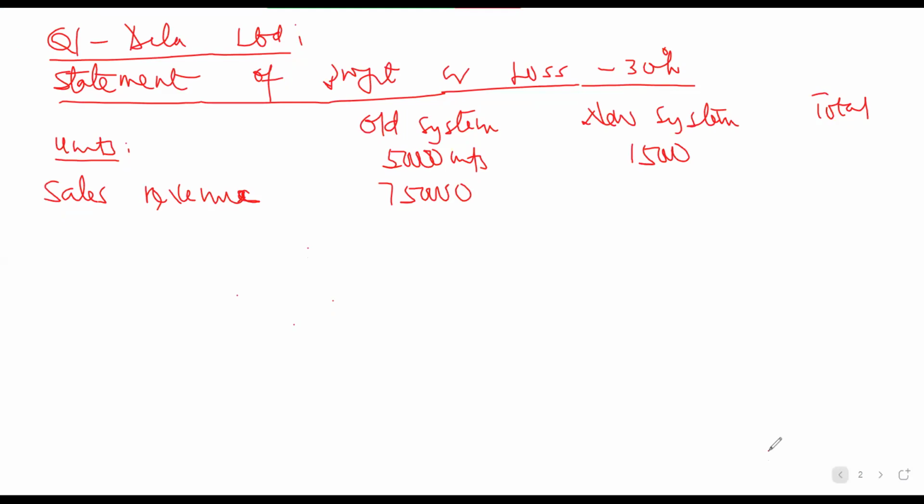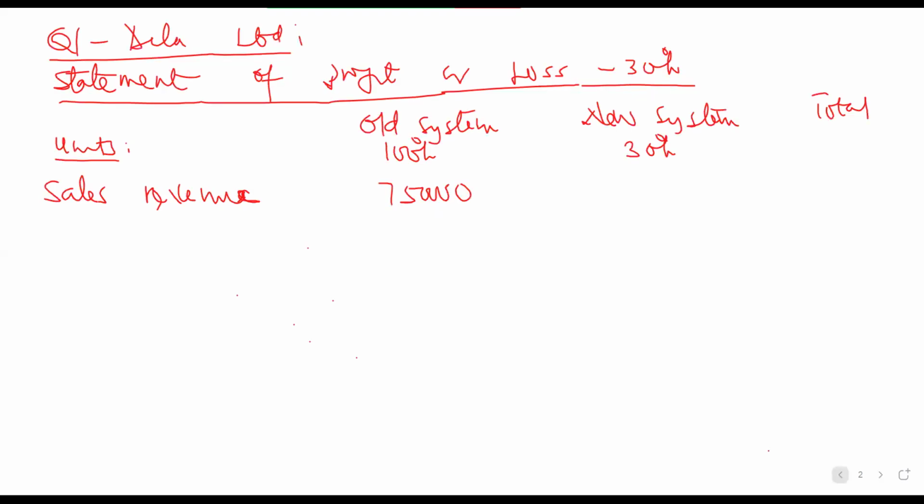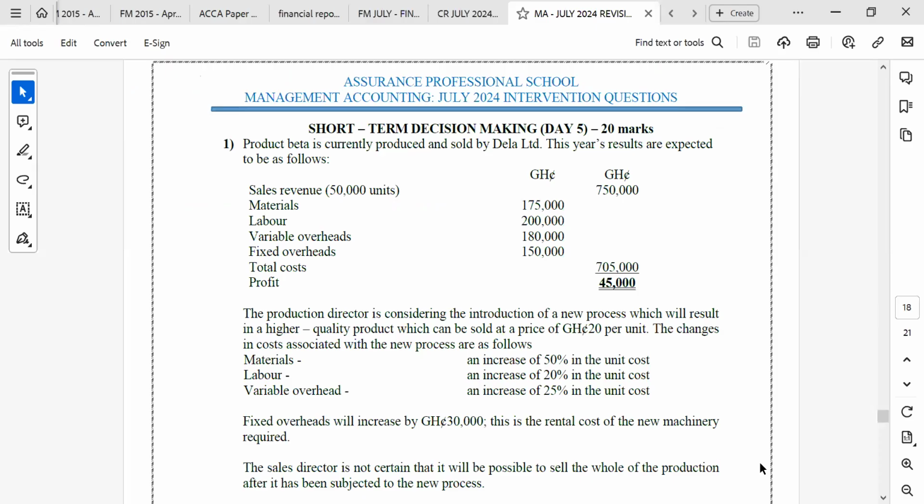Let me use percentage. Let me use 100% over here, and the additional revenue that will be coming from this particular place. So we have 30% of additional sales that will be coming there. Now, if the product is passing through the new system, what will be the selling price? It is 20, isn't it?